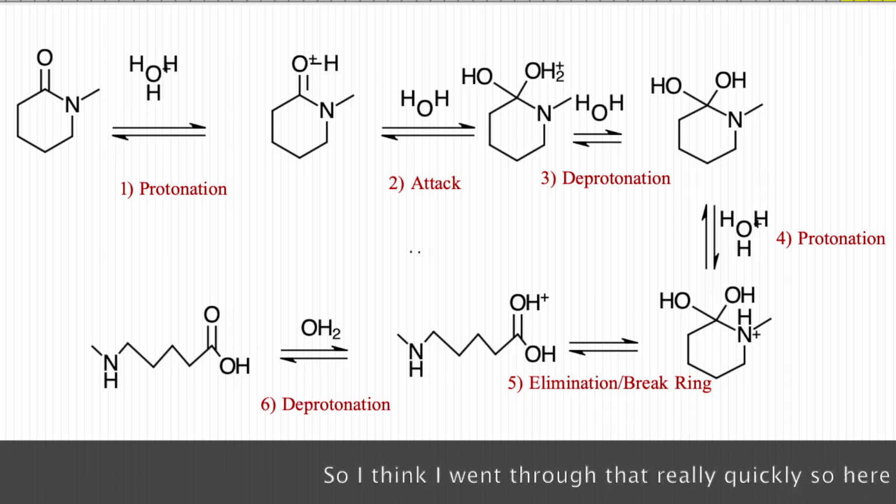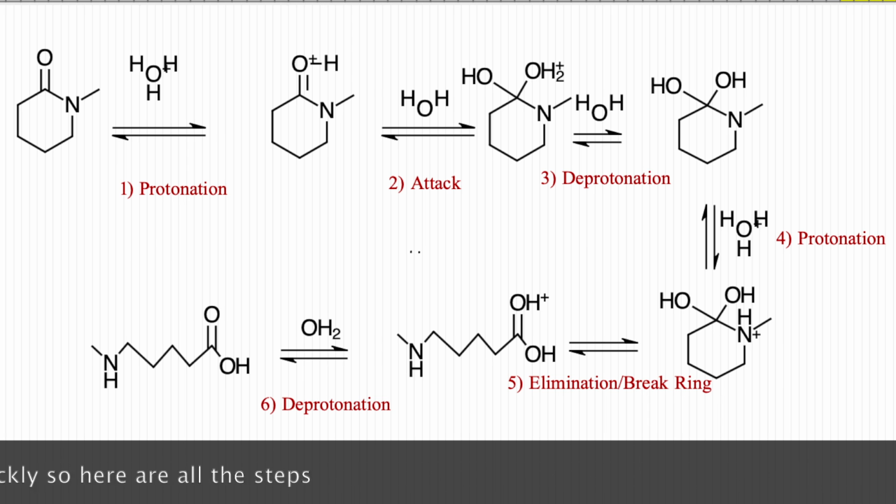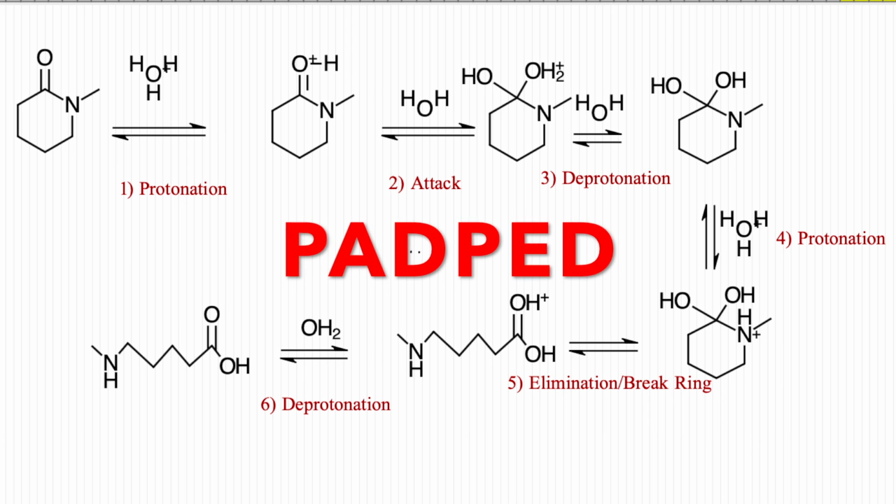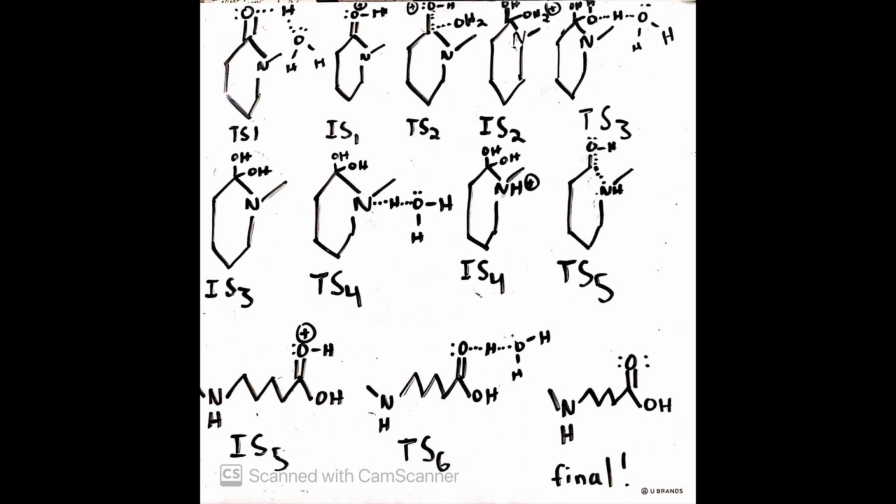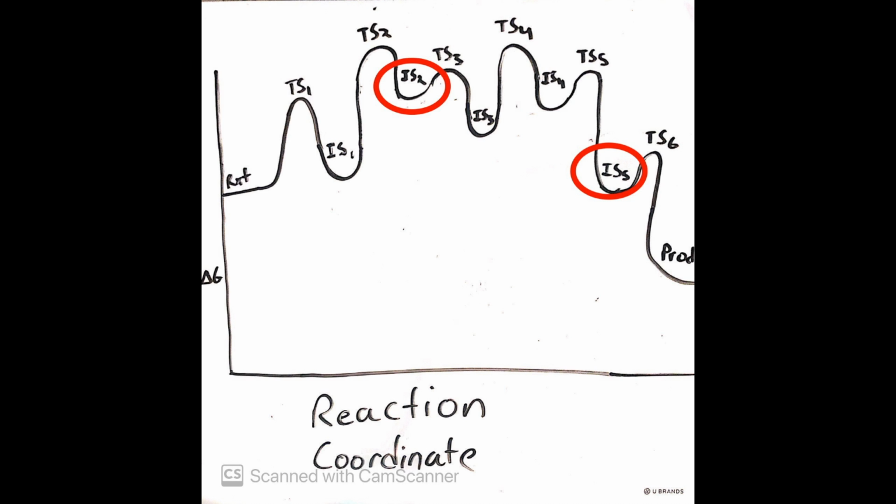So I think I went through that pretty quickly, but here are all the steps if you need it. An easy way to remember is PAD. And here are the transition states as well as the intermediate species that were formed within the reaction. And here's the reaction coordinate diagram for this reaction.